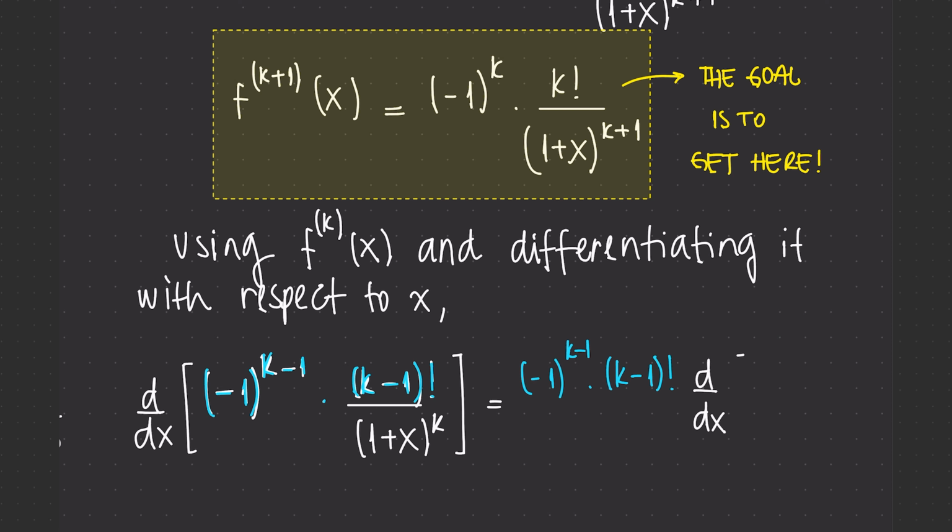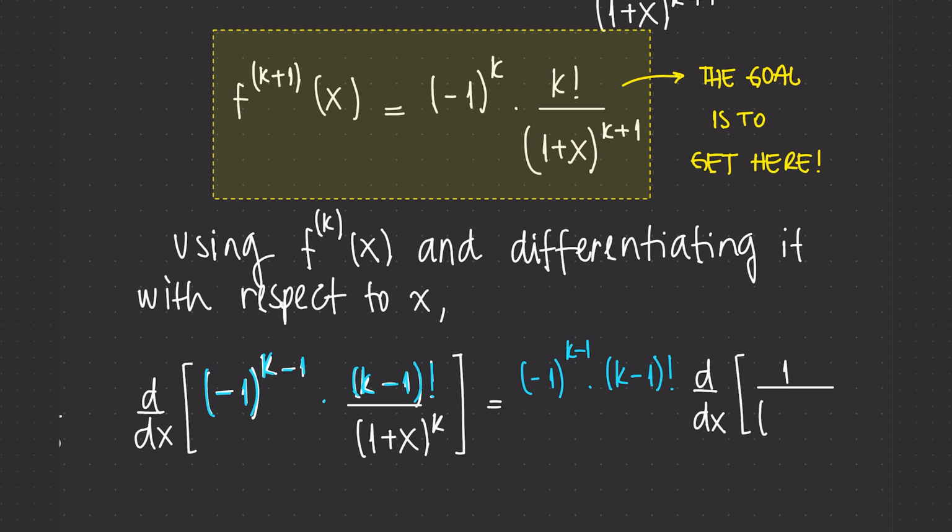If it's the derivative of a constant times a function, you just move the constant outside the derivative. If there's a power rule, you can drop the exponent and subtract it by 1. All these things still apply. And the first thing to notice is that (-1)^(k-1) and (k-1)! are just constants. Therefore, we can move them outside and multiply by the derivative itself.